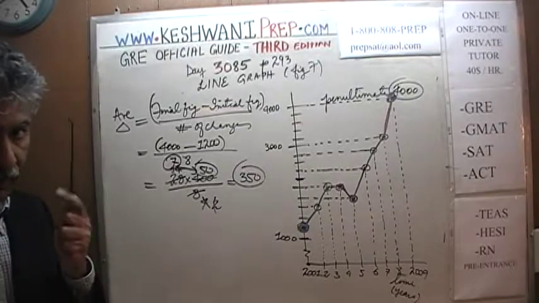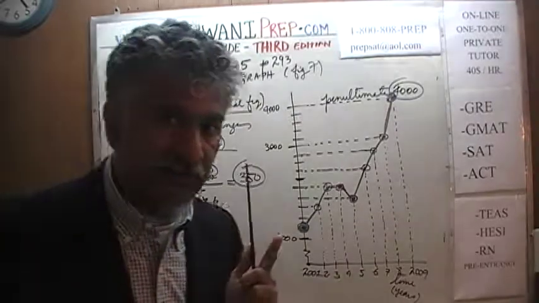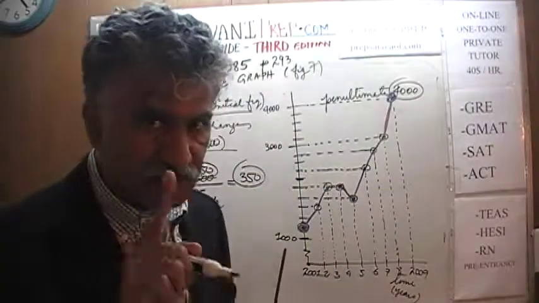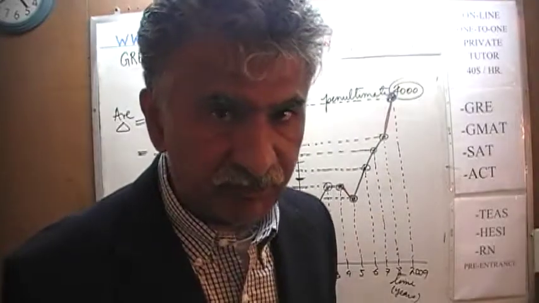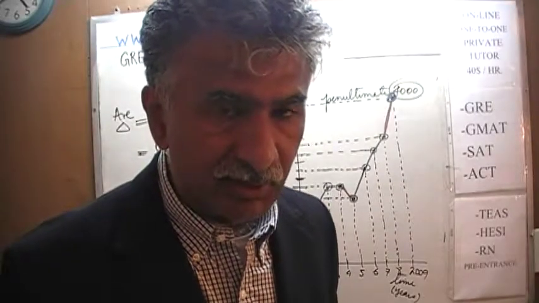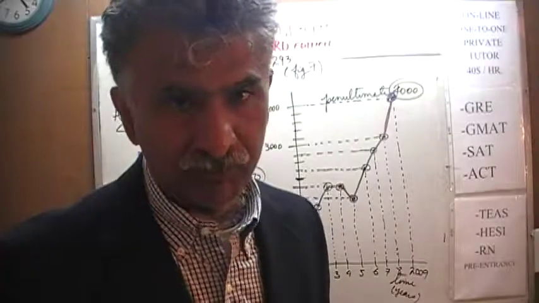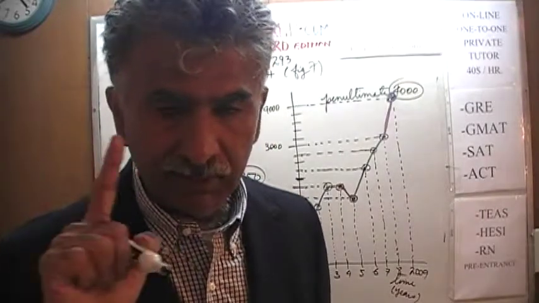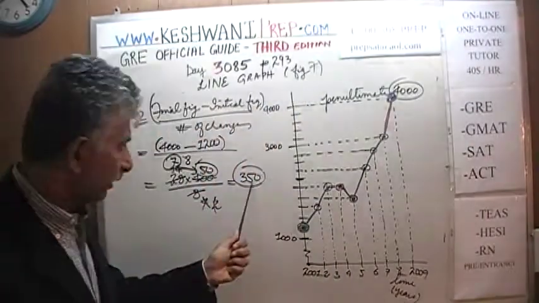But remember, there are 8 changes, and what we are claiming is that the enrollment on average went up by 350 students per year, and we have 8 changes, 8 times it changed. From whatever the figure was the previous year, we are claiming that on average it increased by 350, 8 times, from 2001 to 2009.